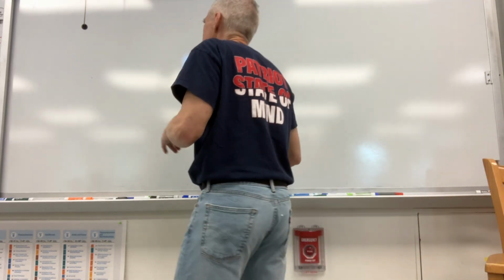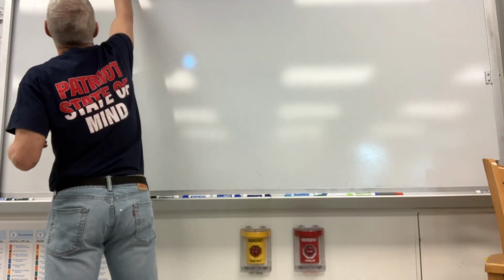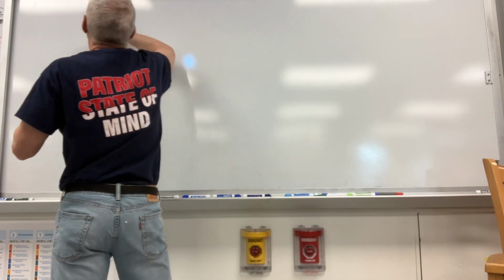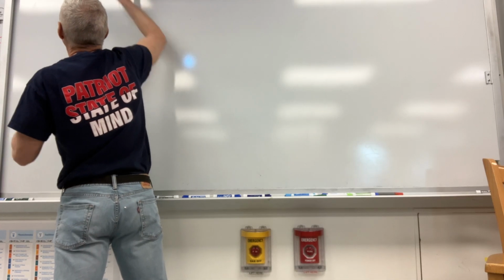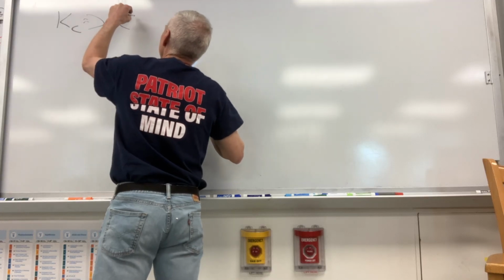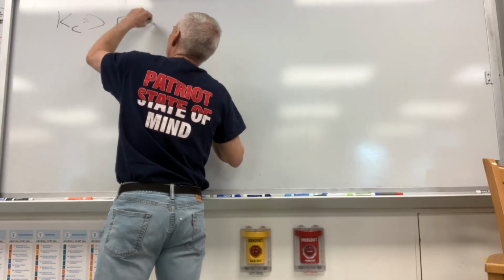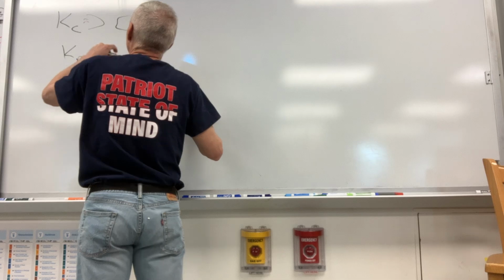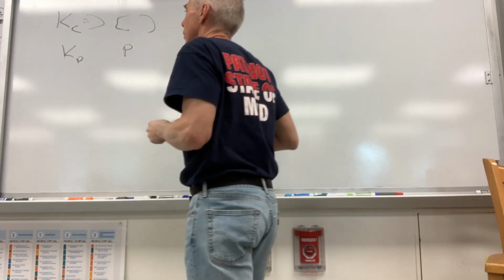Okay, so there's two different types of K that we've talked about thus far. We've got Kc and we've got Kp. Kc involves concentration data. All right. Kp involves pressure data. All right.